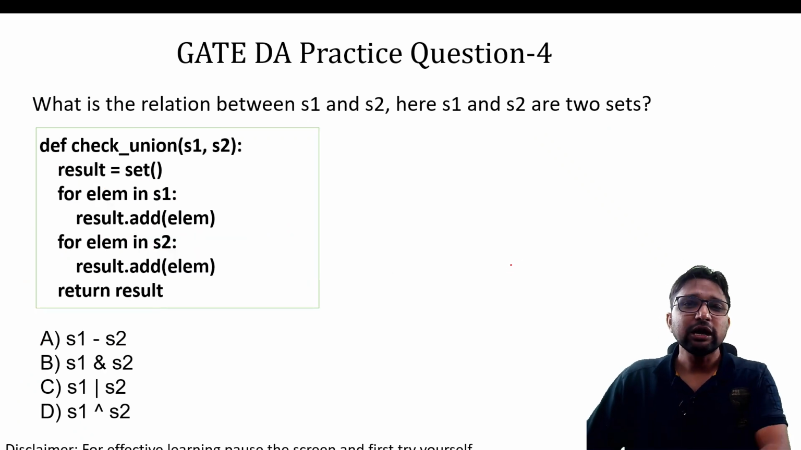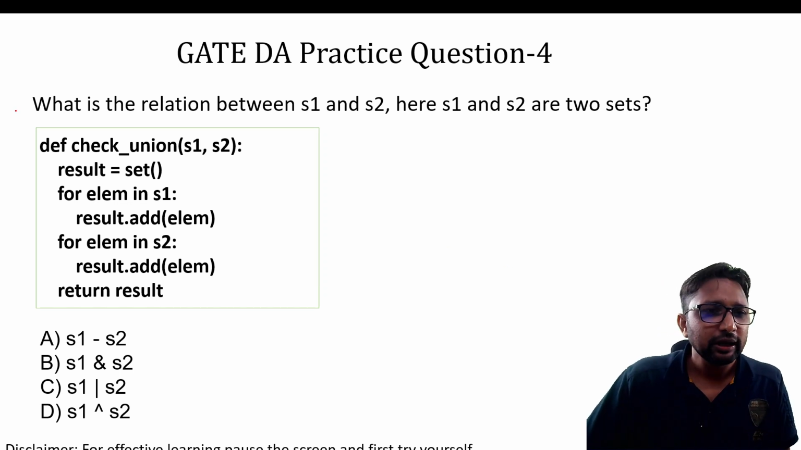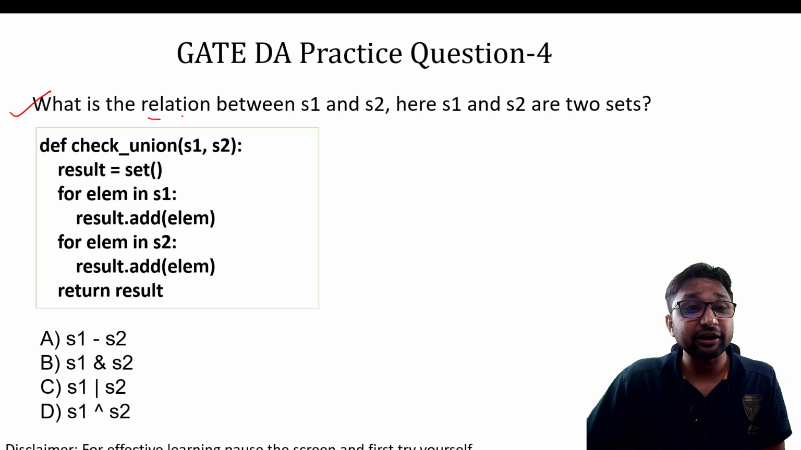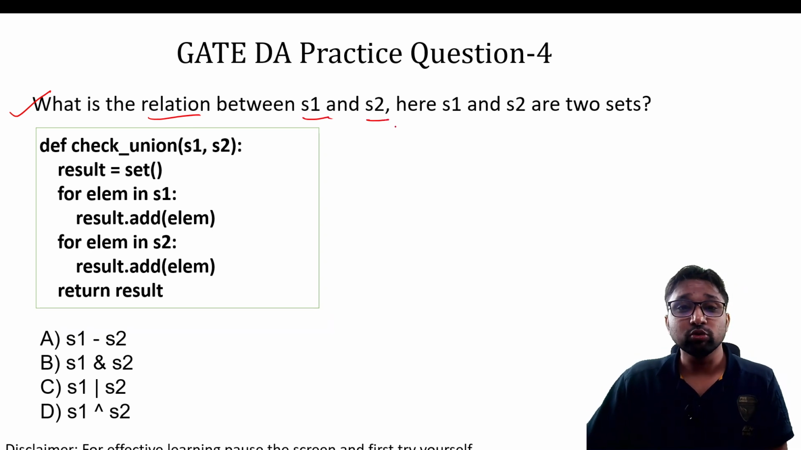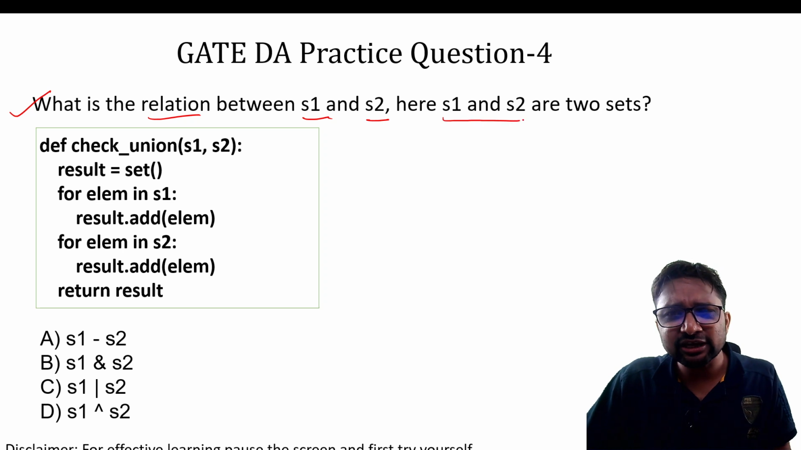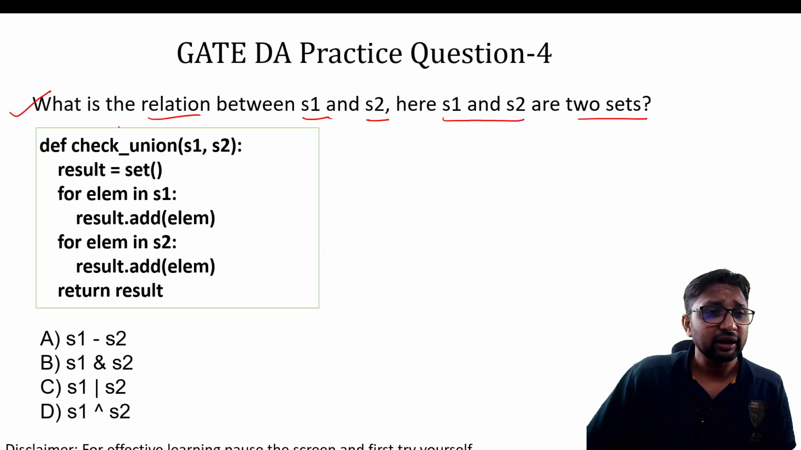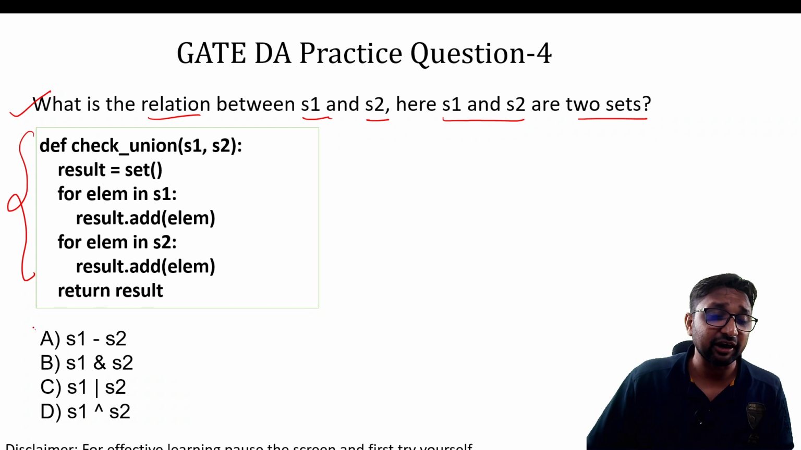So let's move on. So this is our fourth GATE DA practice question. Let's check out this also. Here is the problem statement. What is the relation between S1 and S2? We are finding the relation. Fine, okay, the relation between S1 and S2. S1 and S2 are two sets over here. Again, we are given a code. We need to find the relation between them.